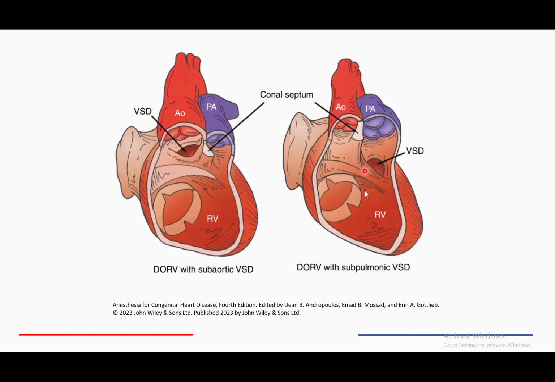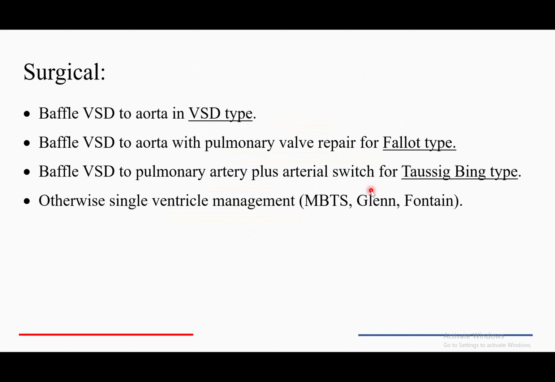So what we do is that we cover the pathway of the blood from the left ventricle to the pulmonary with a patch to prevent the blood escaping to the right ventricle, and then we switch the arteries. So we do a baffle and an arterial switch in the TGA type. So the DORV TGA type is corrected by an arterial switch operation and the baffle of the VSD to the pulmonary. So the baffle of the VSD to the pulmonary artery plus arterial switch for Taussig-Bing type.